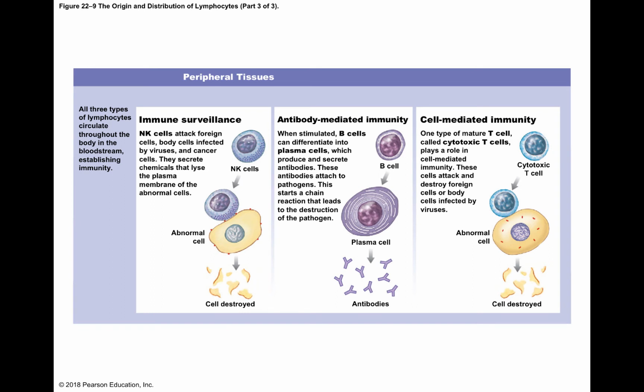Okay, so what do these different cells do? We've got the natural killer cell, we have the B cell, and we have the T cell. So let's talk briefly about those. The natural killer cell, or the NK cell, this is part of an immune response that we call immune surveillance. I think in your old notes it's called immunological surveillance. Okay, so immune surveillance.